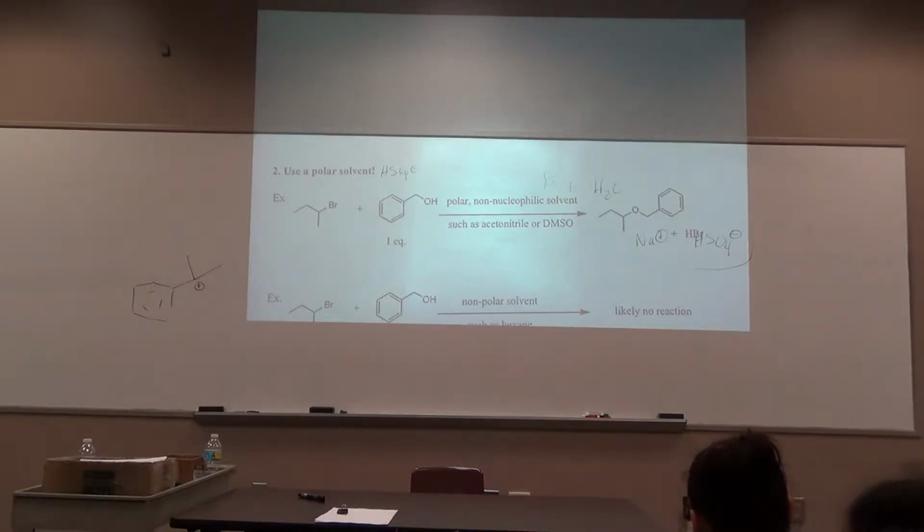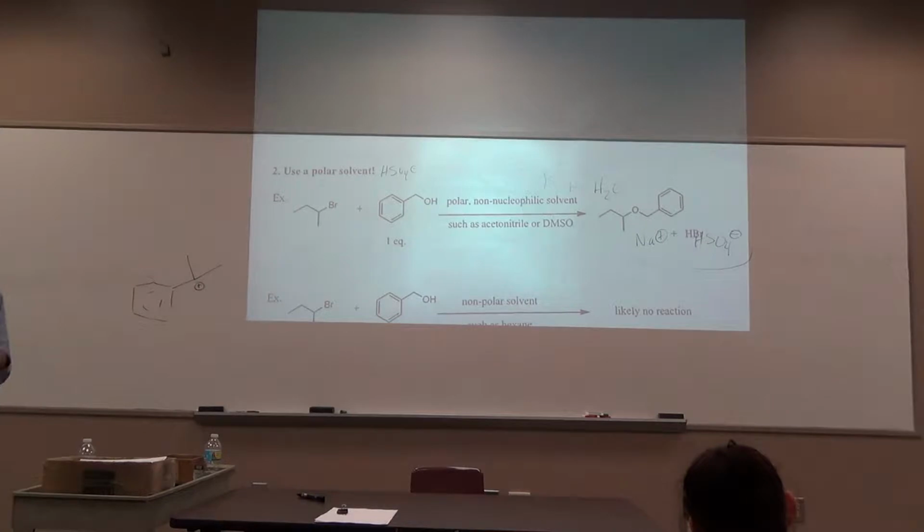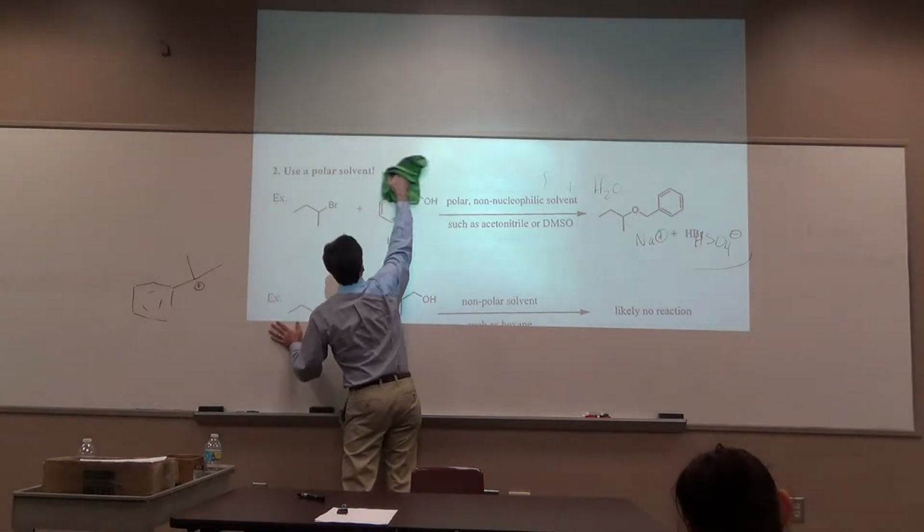You put HCl in water, what does it do? It ionizes, making H3O+ and Cl-. You put HCl in hexane, what does it do? It doesn't ionize, because hexane doesn't like ions. So, a polar solvent will encourage ionization.